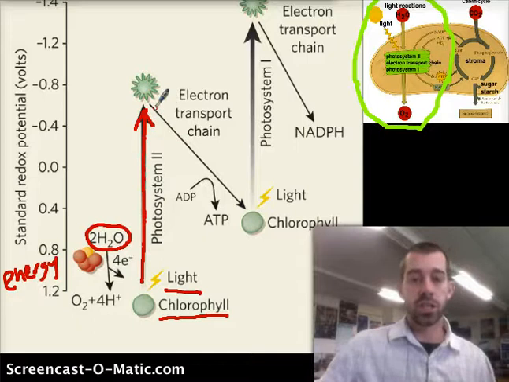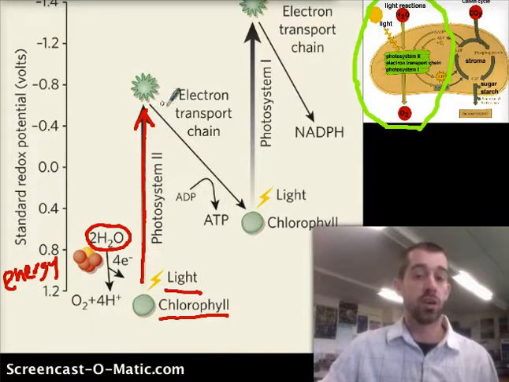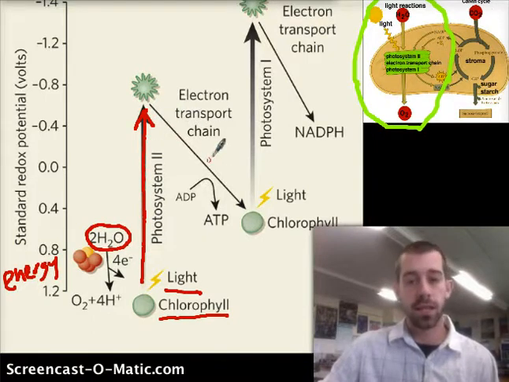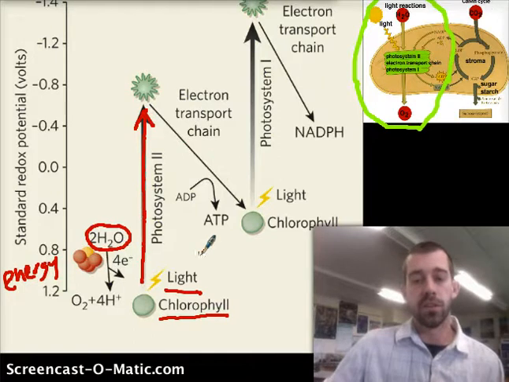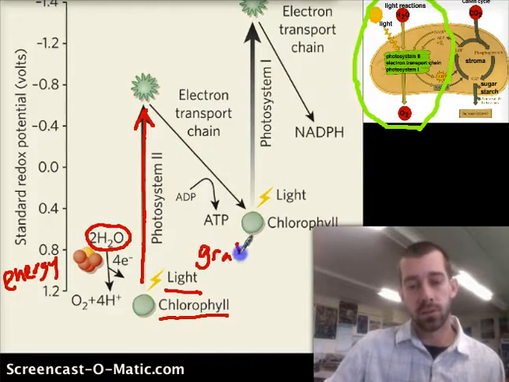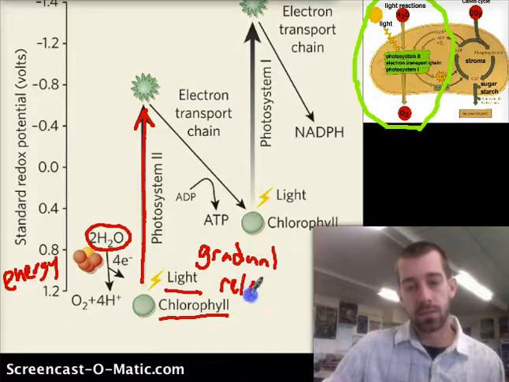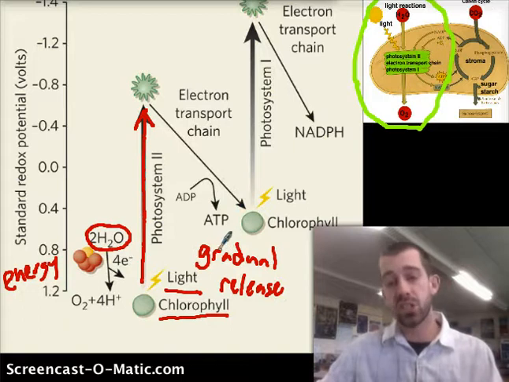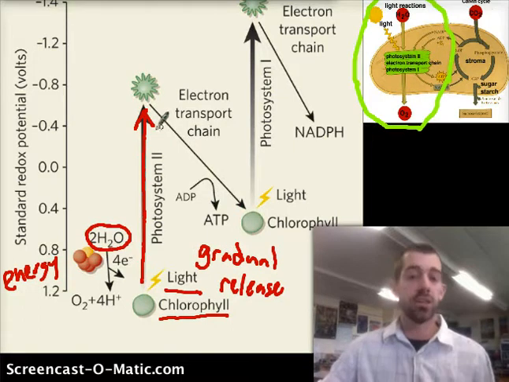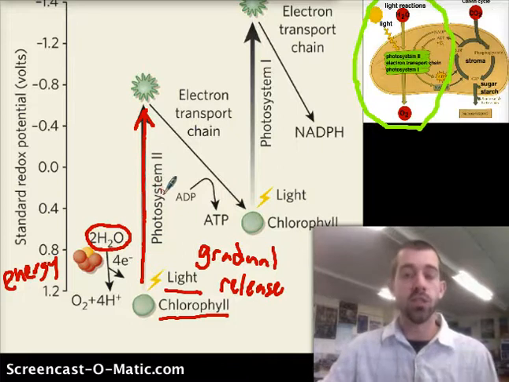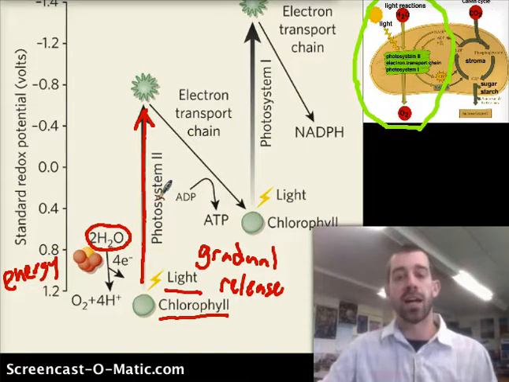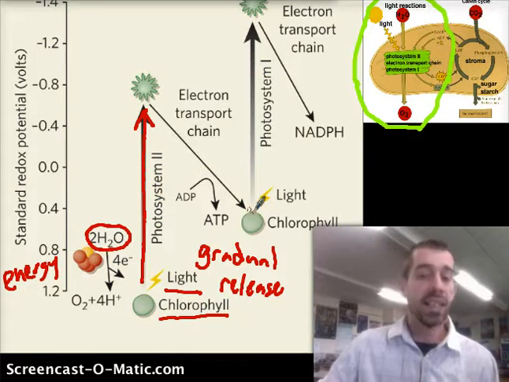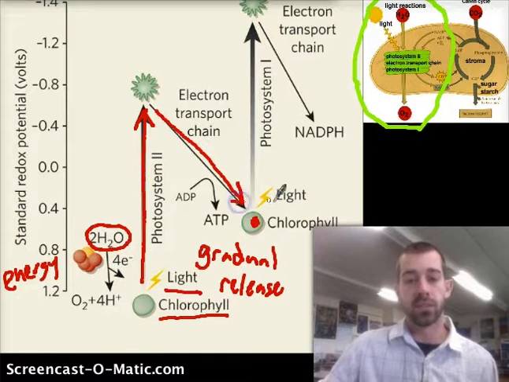Now the electron transport chain, the molecules or the proteins are gradually releasing the energy of the electron. So that's a gradual release. Now, a gradual release of energy is important because it's more efficient than simply releasing all the energy at once. You have a better chance of the chloroplast being able to use that energy if it's a gradual, steady release of energy. And then that electron gets passed to another chlorophyll after traveling through the electron transport chain.